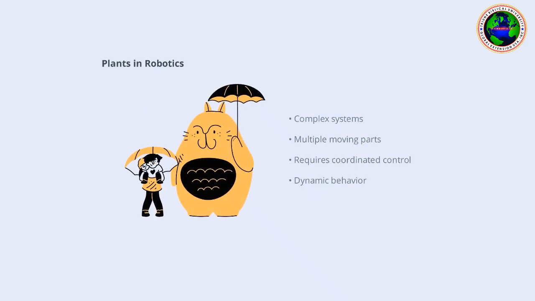In robotics, the plant is often a complex system made up of multiple parts. For example, a humanoid robot's plant includes its arms, legs, and torso, all of which must be controlled simultaneously. Understanding the dynamics of the plant is key to designing a control system that can handle real-world challenges.